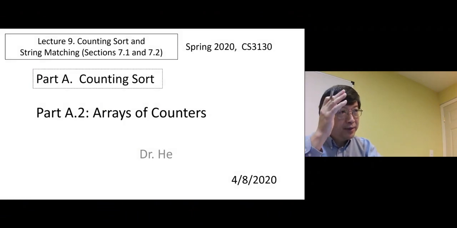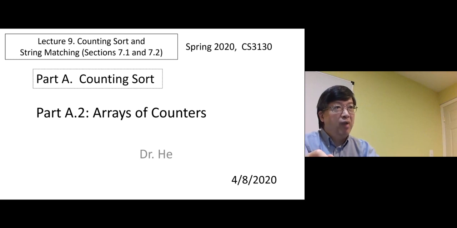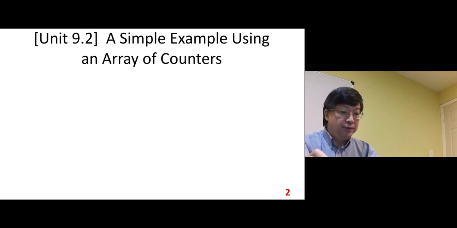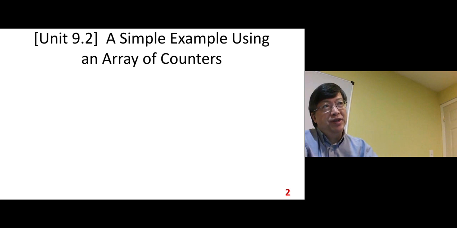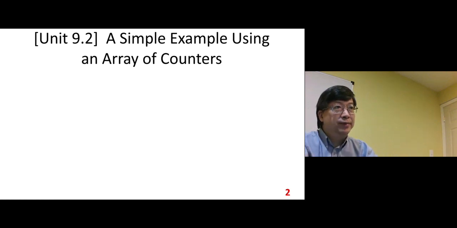So let's take a look. What kind of nice property can we find in an array of counters? Let us use a simple example so we can see that nice property easily.